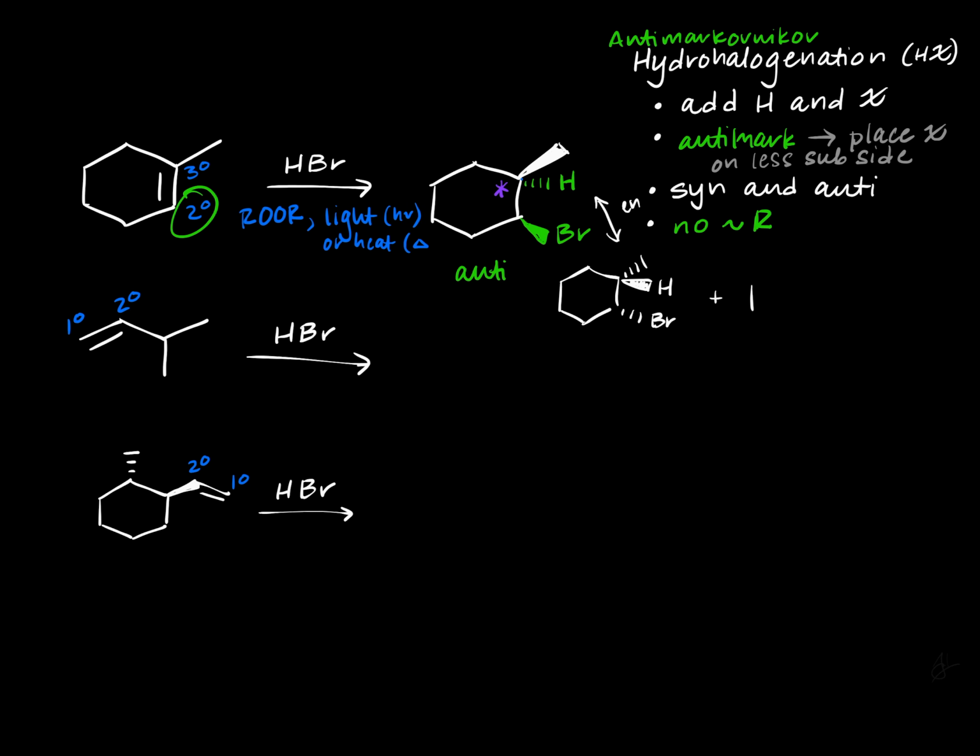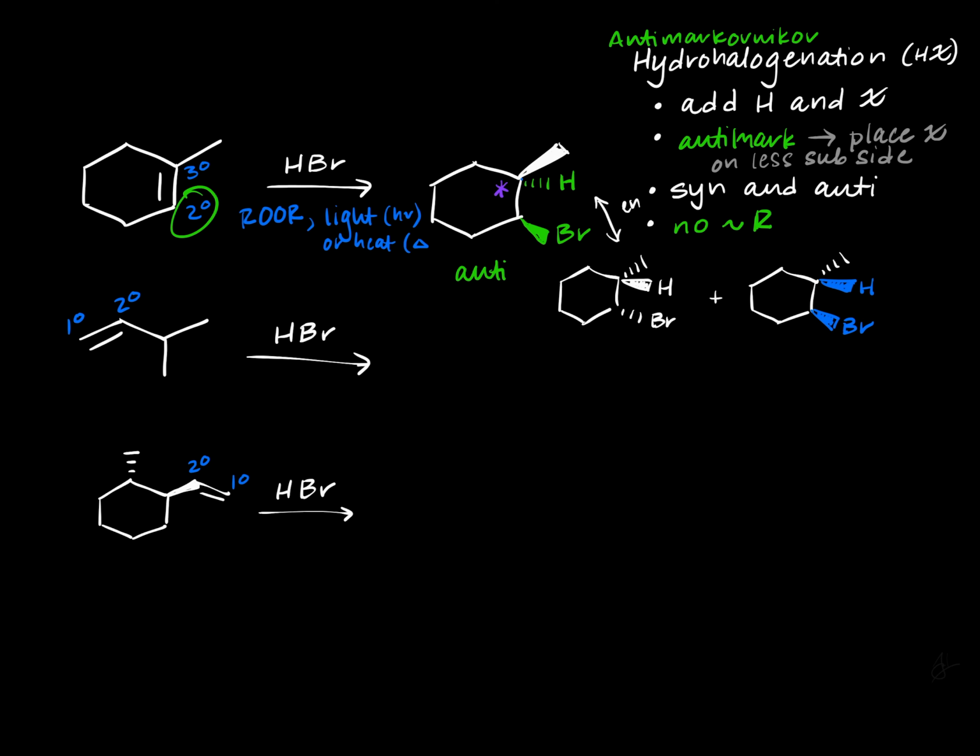So I could have gotten the case where I had the bromine and the hydrogen on the same side. So let's look at the case where the bromine and the hydrogen are on the same side. Well, that's a Br and a hydrogen both on a wedge. And that methyl group would be on a dash as a result.